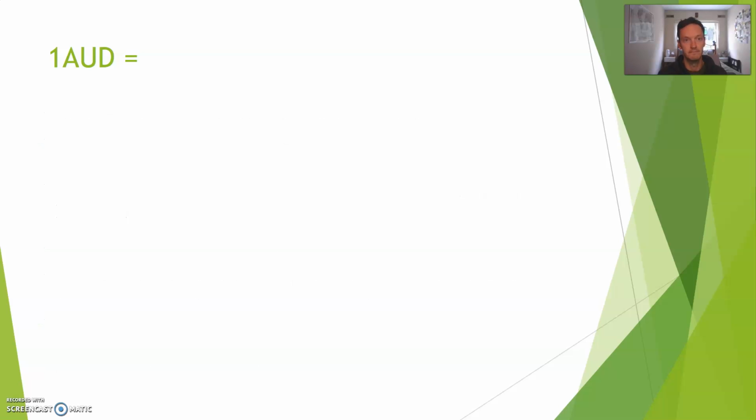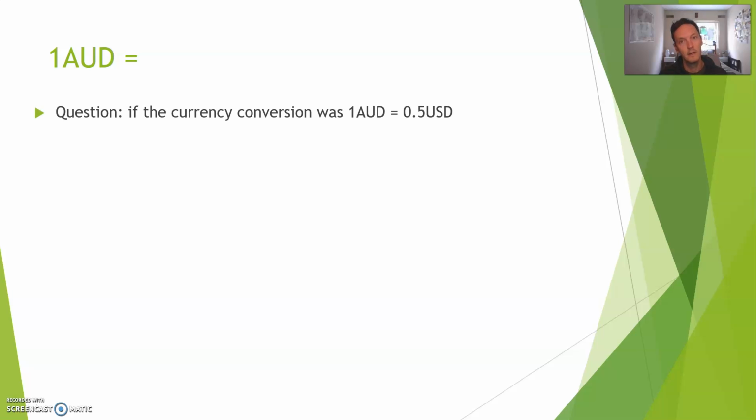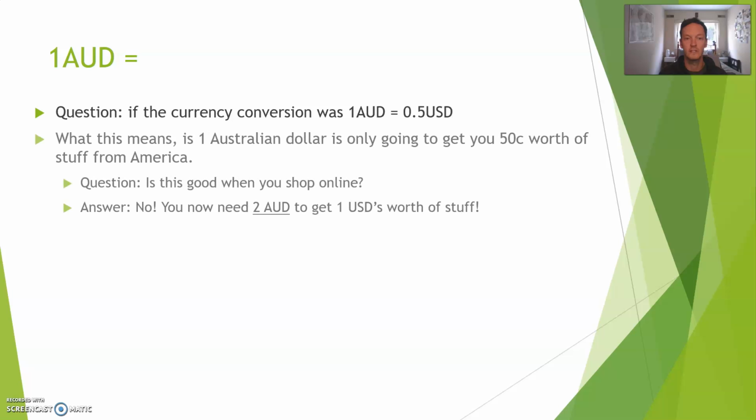Now we're going to get tricky. Okay, so you still have that $1 Australian that you're going into the exchange kiosk with to see how many American you get. Except this time, for every $1 Australian that you have, it's only going to get you 50 US cents or half a United States dollar. So what does this mean? Well, this means that $1 Australian is only going to get you 50 cents of American money.